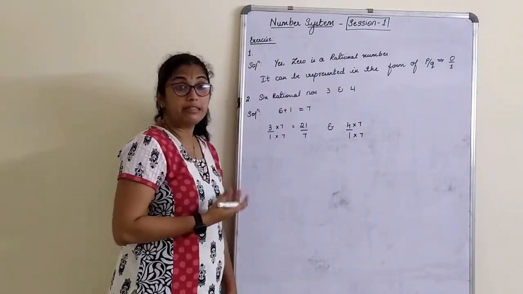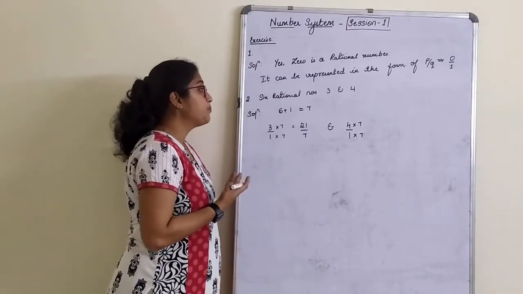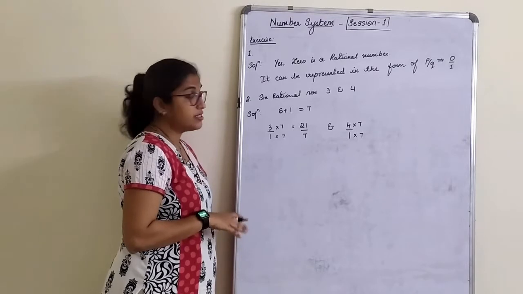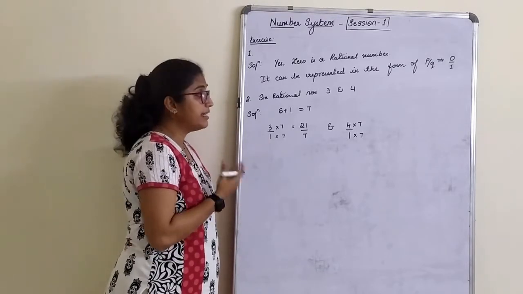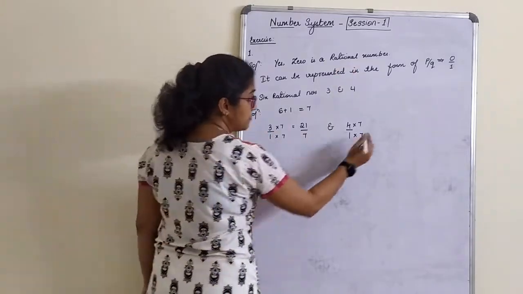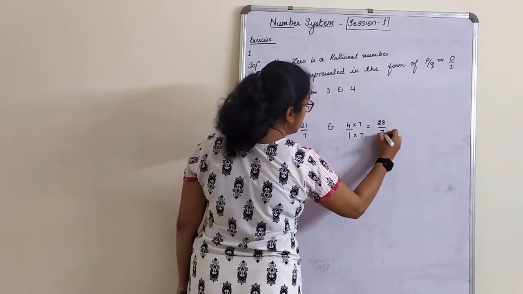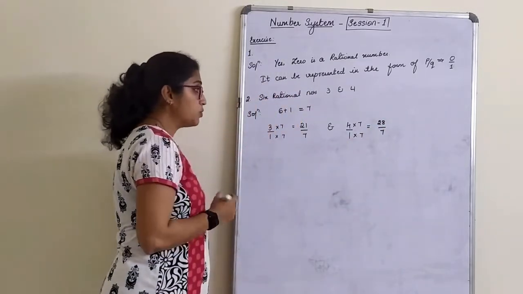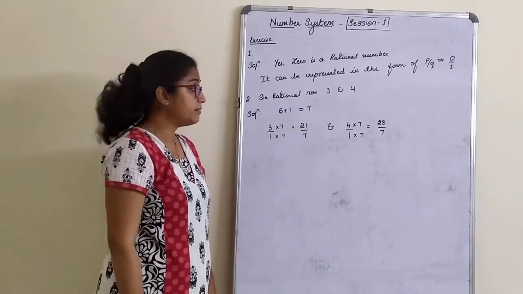Why did I choose 7? Can I choose anything else? Yes, up to you. See, I took 7 because they have asked me 6 rational numbers. So 6 plus 1, 7. Take 10 if you want. Multiply and divide both by 10. That's okay, depending upon the number of rational numbers. So 7 fours is 28 divided by 7. Now, can you find rational numbers between 21 by 7 and 28 by 7?